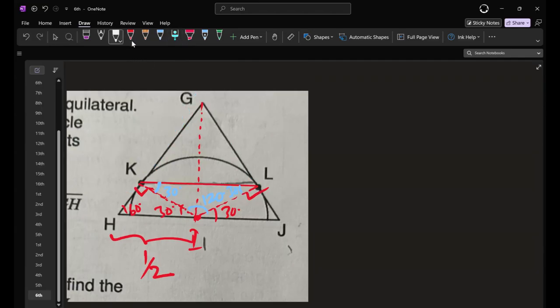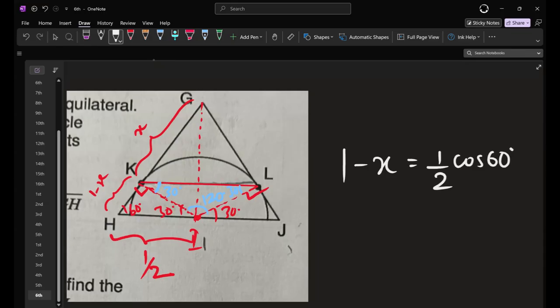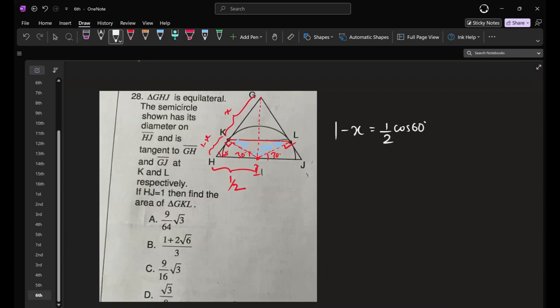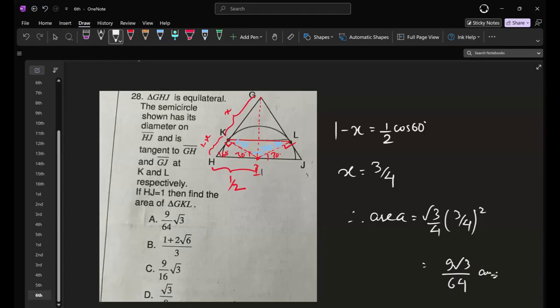So let's say the side lengths are equal to x. And so this would be 1 minus x. So in this triangle, 1 minus x is equal to nothing but half cos 60 degree. This angle component, the cos component, would be equal to this, right? It means x is equal to 3 upon 4. It means the side length is known now. So the area is just going to be root 3 by 4 into x square. So it's 9 over 64 root 3, 9 root 3 over 64. Okay, answer. So option A would be correct.